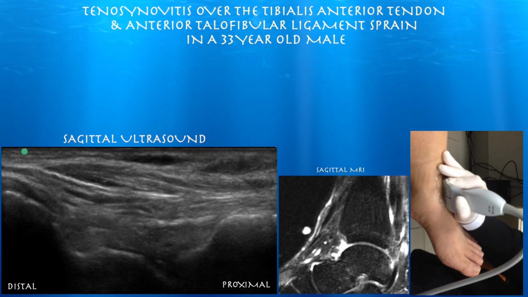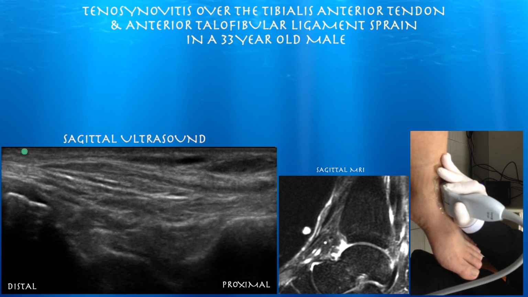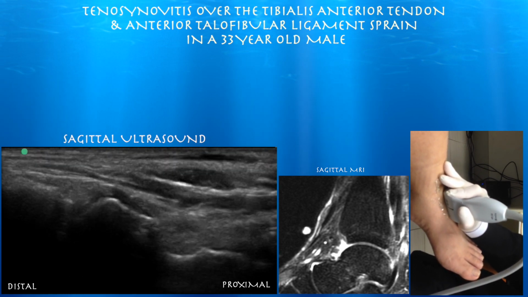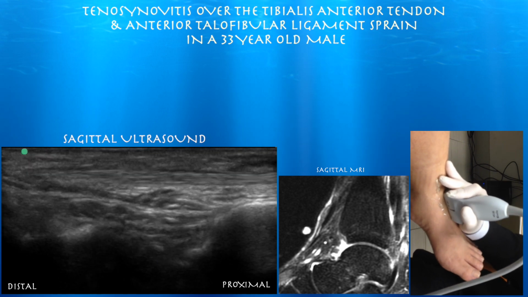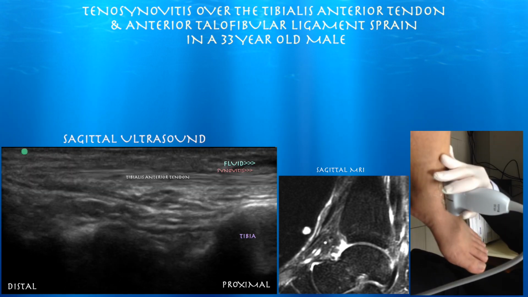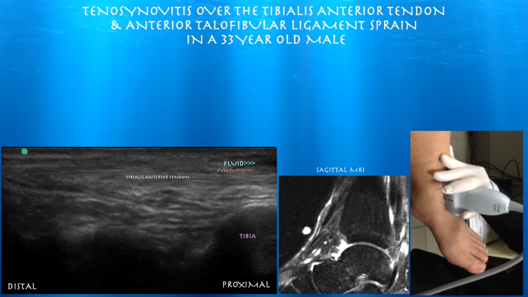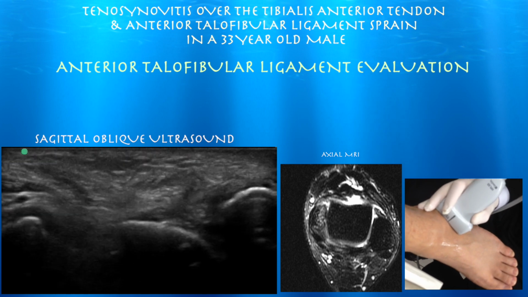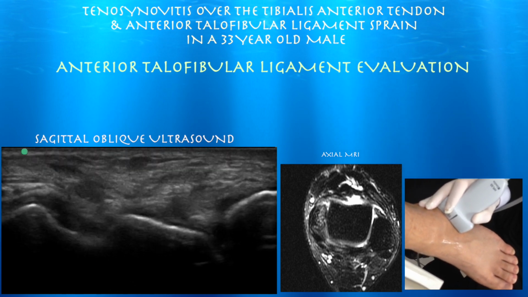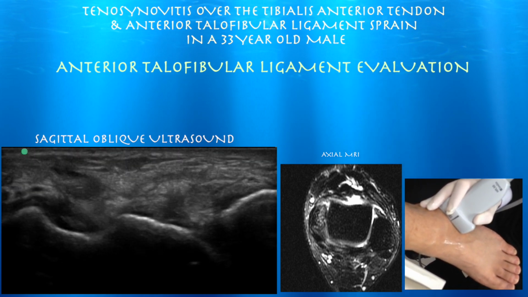Our distal tibia, articulating with the talus. And here's just a view of the tibialis anterior tendon crossing over the joint. We got the lateral malleolus or the distal fibula on the right side of the screen, and then we got the talus on the left side of the screen.